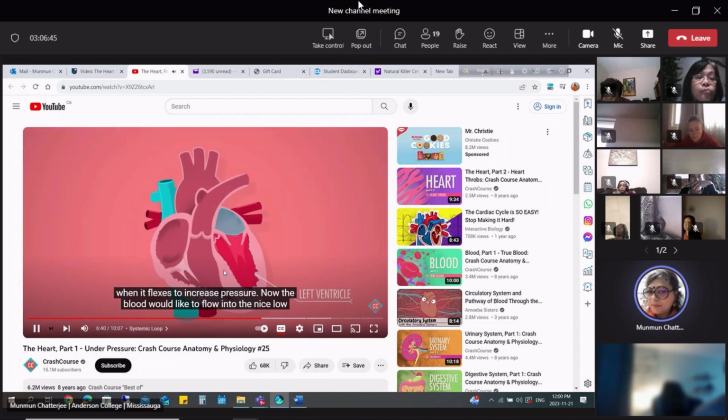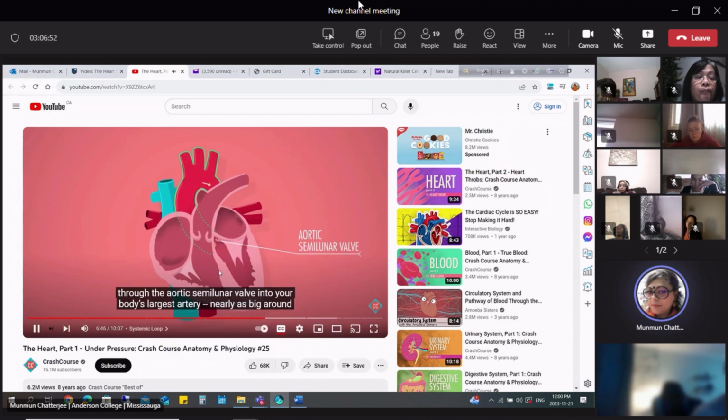Now, the blood would like to flow into the nice low-pressure left atrium where it just came from, but the mitral valve slams shut, forcing it through the aortic semilunar valve into your body's largest artery, nearly as big around as a garden hose, the aorta, which sends it to the rest of your body.